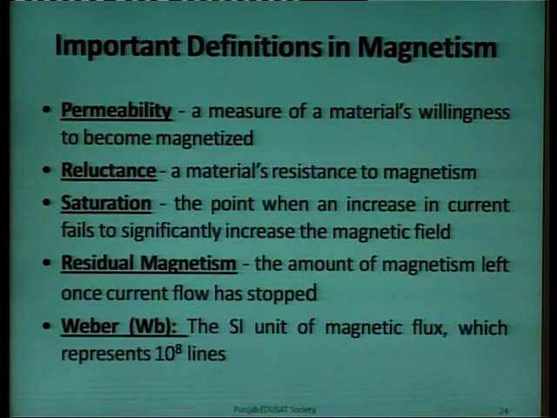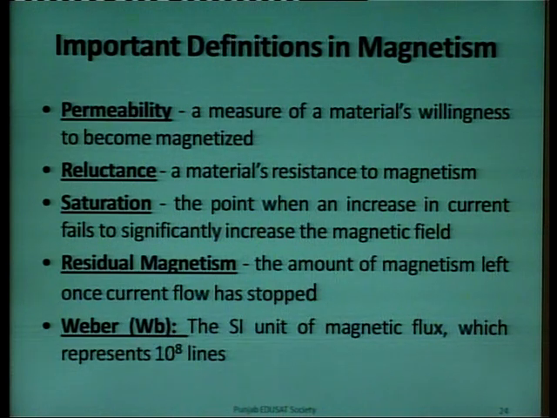Then the permeability, it is a measure of a material's willingness to become magnetized. And reluctance is a material's resistance to magnetism. Then saturation, it is a point when an increase in current fails to significantly increase the magnetic field. Then the residual magnetism, the amount of magnetism left once current flow has stopped, is called the residual magnetism.